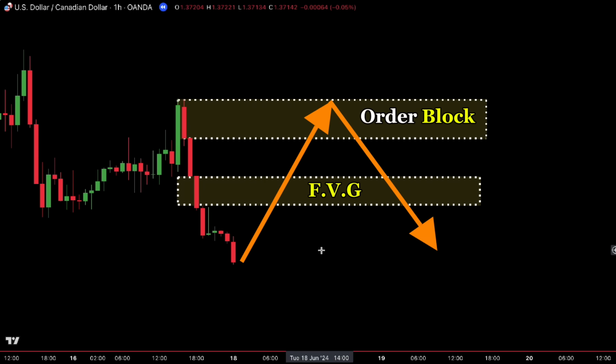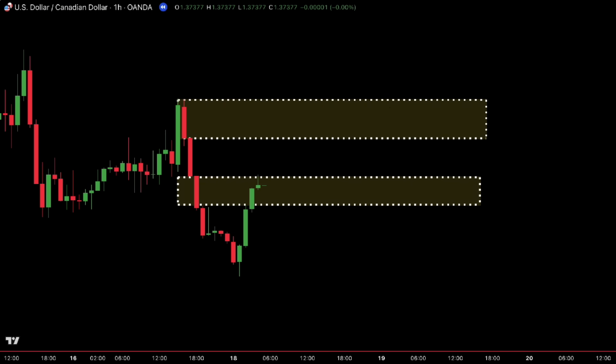So after spotting the order block, we don't jump in right away. We wait for the pullback. Look at what happens next. Price pulls back, taps into the order block, and then rejects it strongly. This gives us a clean entry opportunity to short the market. But before pulling the trigger, we need to confirm whether this setup aligns with the higher timeframe bias.